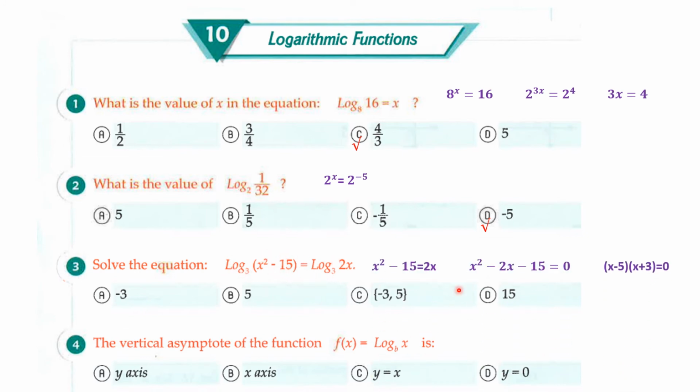So x squared minus 15 is equal to 2x. X squared minus 2x minus 15, I drag the 2x inside here, is equal to 0. Factor: x minus 5, x plus 3 equals 0. Now this x can never be negative, remember? So x is equal to 5 and x is equal to negative 3.